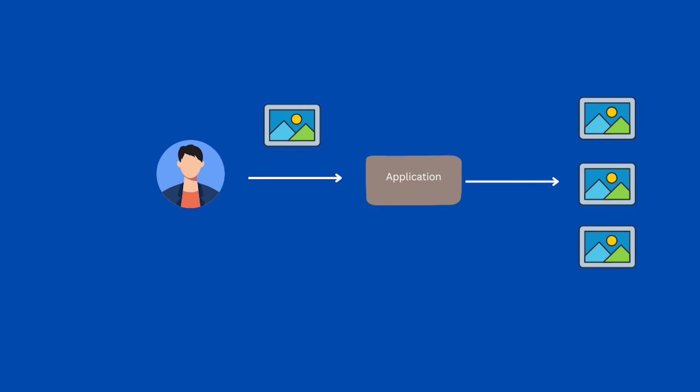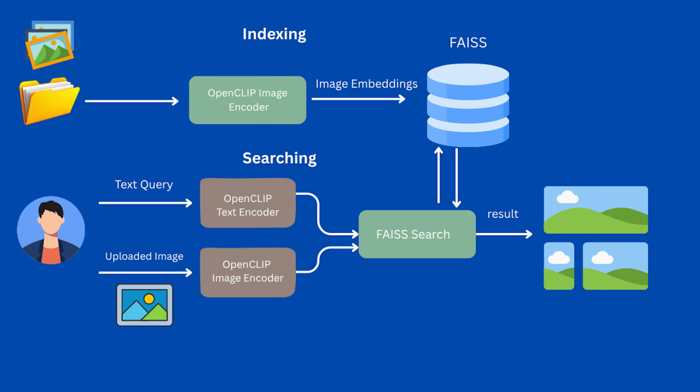Now let's understand how the system works behind the scenes. The architecture consists of two main stages, indexing and searching. Let's start with the indexing stage. First, the user provides a folder containing images. The application scans all the images, including those inside subfolders. Next, each image is processed by the OpenCLIP image encoder. OpenCLIP converts every image into a numerical vector called embedding. So instead of storing pixels, we are storing the semantic information contained in the image.